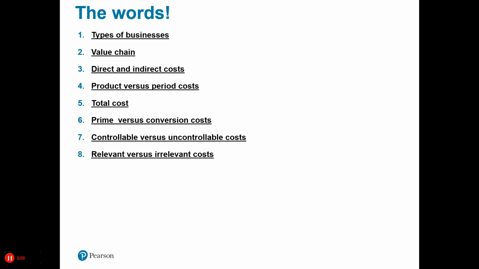All right, the next thing we're going to look at is fixed versus variable. Now, this is really important to understand because we do a lot of cost analysis and we look at fixed versus variable costs.